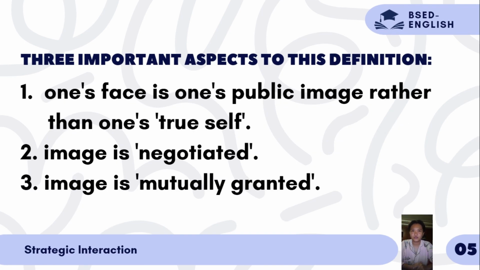There are three important aspects to this definition. The first is that one's face is one's public image, rather than one's true self. This means that the social image that constitutes face is not the same in every interaction in which we engage. We wear different faces for different people. The second important aspect of this definition is that this image is negotiated. That is to say, it is always the result of a kind of give and take with the person or people with whom we are interacting. And throughout a given interaction, the image that we present and the images others project to us undergo multiple adjustments. Finally, this image is mutually granted. In other words, successfully presenting a certain face in interaction depends on the people with whom we are interacting cooperating with us.